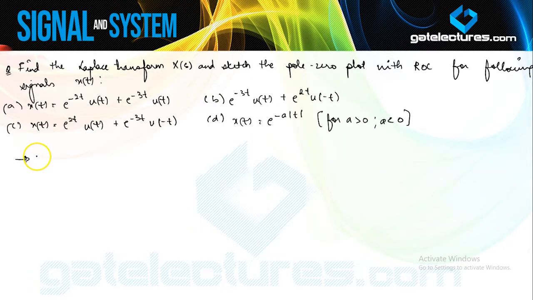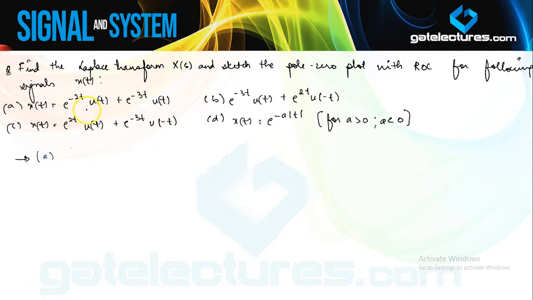So now look at this question. They've given us some signals x(t) and they're asking us to calculate the Laplace transform X(s). Sketch the pole-zero plot. Pole-zero plot means simply representing poles and zeros in the s-plane, and then just sketch the ROC for the given signals. Okay, so we've already seen that we can decide upon the ROC of a system depending on the nature of the signal, right? So we start with the first part.